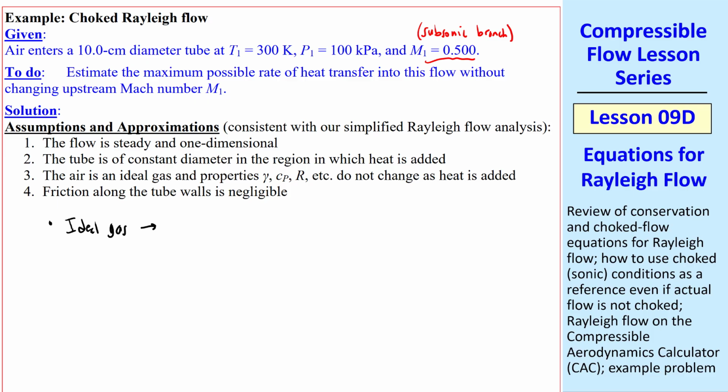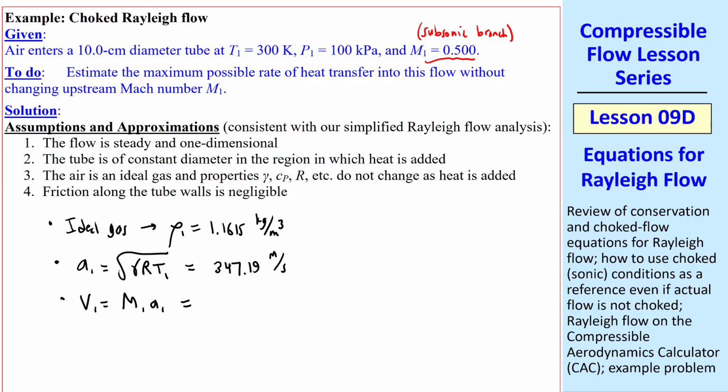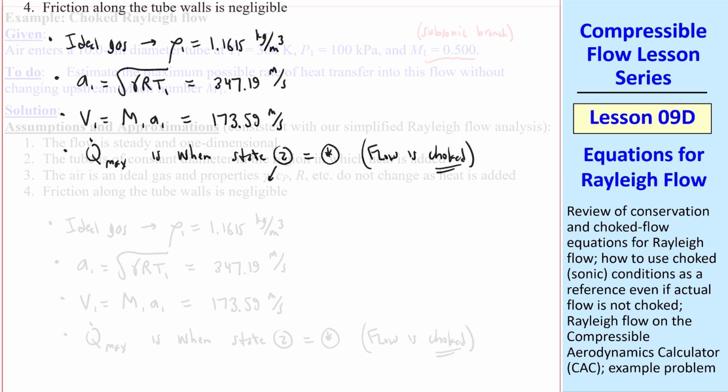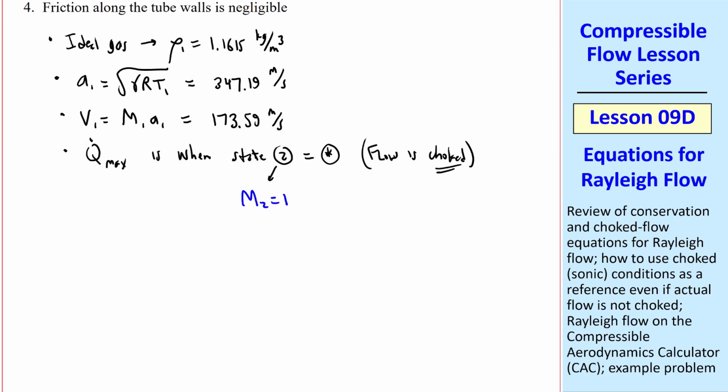I use the ideal gas law to calculate density at 1. Then I calculate A1, which is square root of gamma R T1, from which I get 347.19 meters per second. And then I can get V1 as 173.59 meters per second. And Q dot max is when state 2 equals our star conditions or critical conditions. In other words, when the flow is choked. Thus, M2 is 1 and T02 is T0 star.